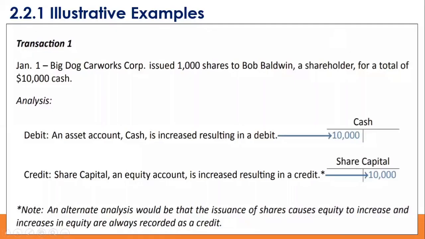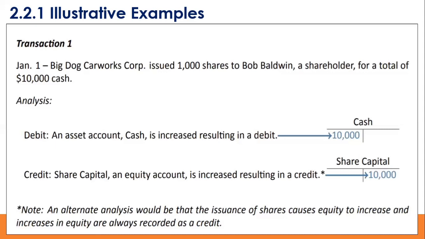At this point, let me provide you another illustrative example, and take note that in these examples, we are now more focused on the Big Dog Car Works Corporation, like what we had in Chapter 1. We also made use of the company Big Dog Car Works Corporation. Now, as you can see in Transaction 1, it says a January 1 transaction, Big Dog Car Works Corporation issued 1,000 shares to Bob Baldwin, a shareholder, for a total of $10,000 in cash. Take note that the very first thing that we need to do if we are given an accounting transaction is to analyze the transaction.